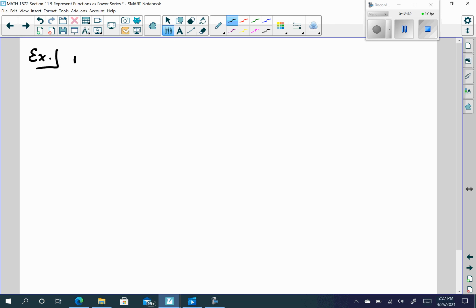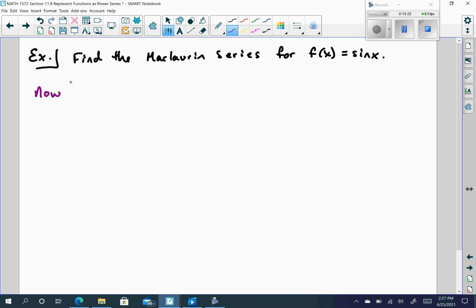So let's find the Maclaurin series for f of x is equal to sine x. Well, rather than going through all the derivatives and then having to write something out as a series and then condense it, we can use the fact that the derivative of cosine x is equal to negative sine x, which gets us pretty close to this. So we're going to do this a little bit smarter now.